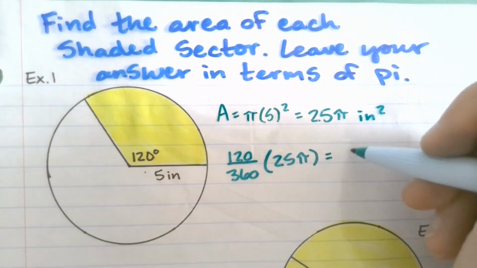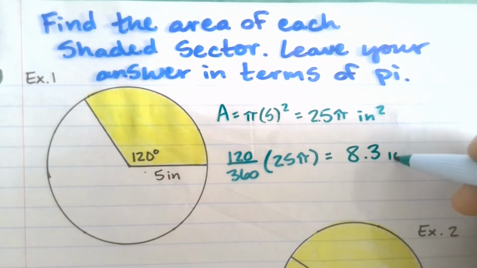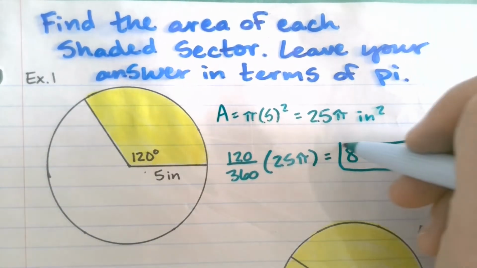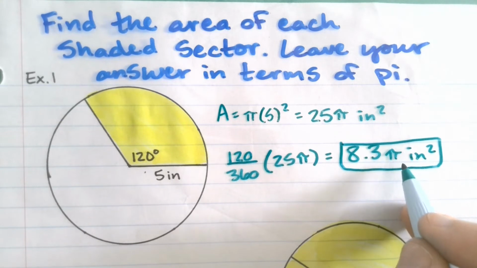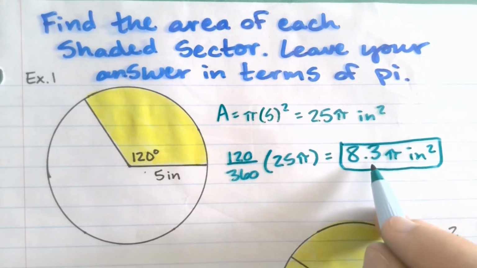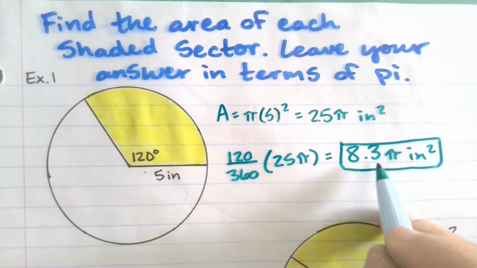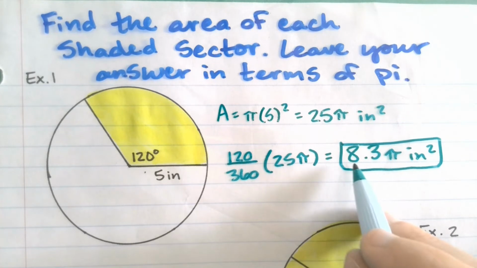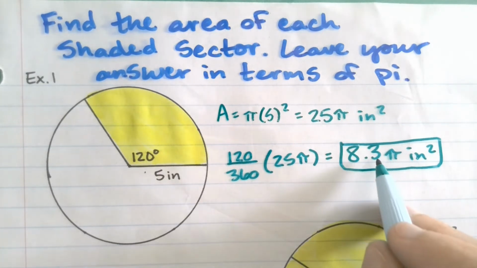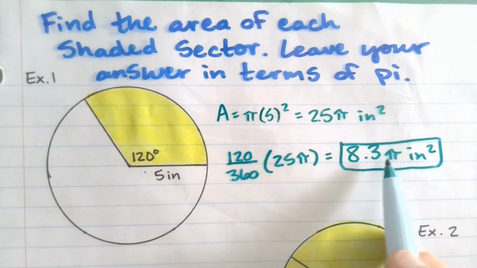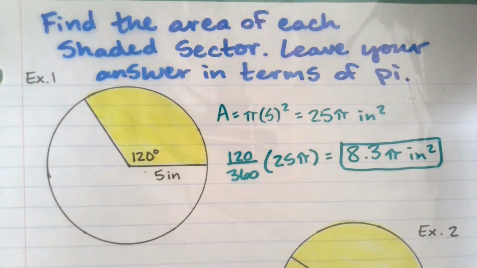You should get about 8.3 pi inches squared. If you're wondering how to round the number that's in front of pi, because even though we're keeping it in terms of pi, we're still going to end up with some decimals sometimes. In general, if we're keeping things in terms of pi, usually we go to one decimal place or to the nearest whole number. So that's a good rule of thumb if it doesn't tell you to go to the nearest tenth out in front of that pi.